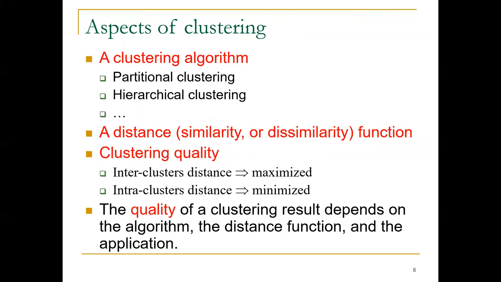A clustering algorithm will have partitional clustering as well as hierarchical clustering. A distance function and clustering quality will be inter-cluster distance, which is a maximized quality, and intra-cluster distance, which is a minimized quality. The quality of a clustering result depends on the algorithm, the distance function, and the application.